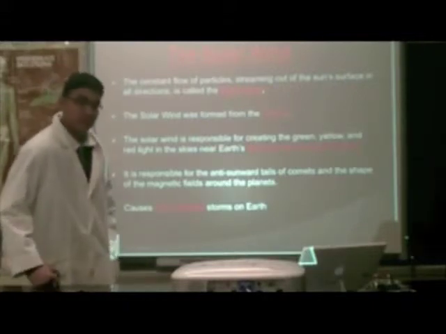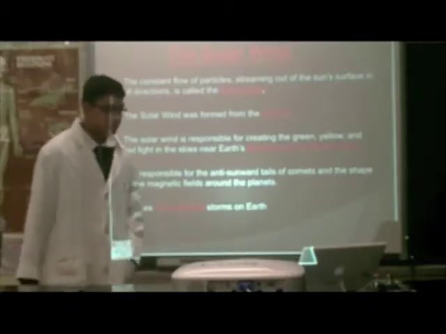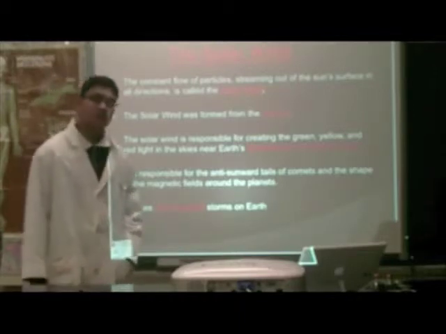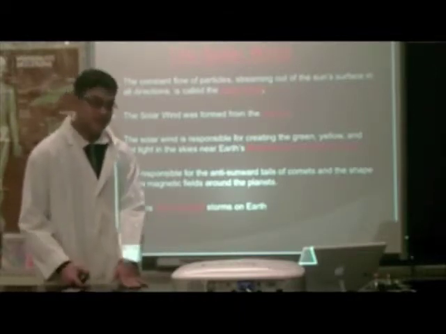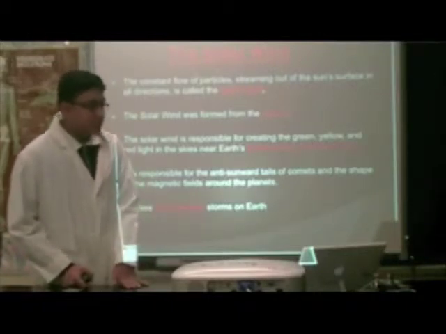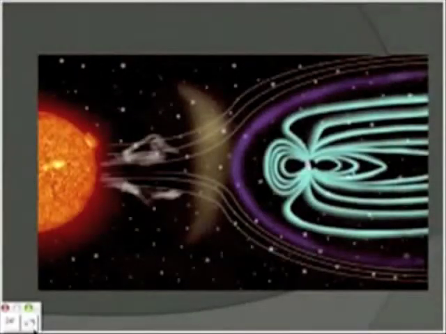And these lights are often referred to as the northern lights. So, solar winds are responsible for the anti-sunward tails of comets and the shape of magnetic fields around the planets. Solar winds also cause some devastating effects. For example, they cause geomagnetic storms on Earth. Here we see a diagram of the solar winds.